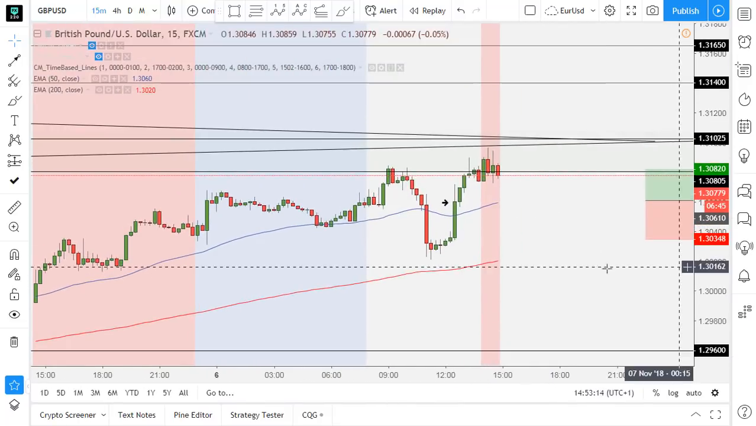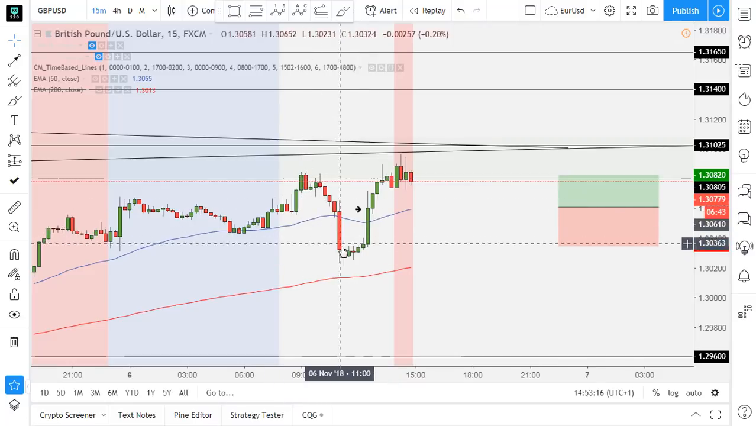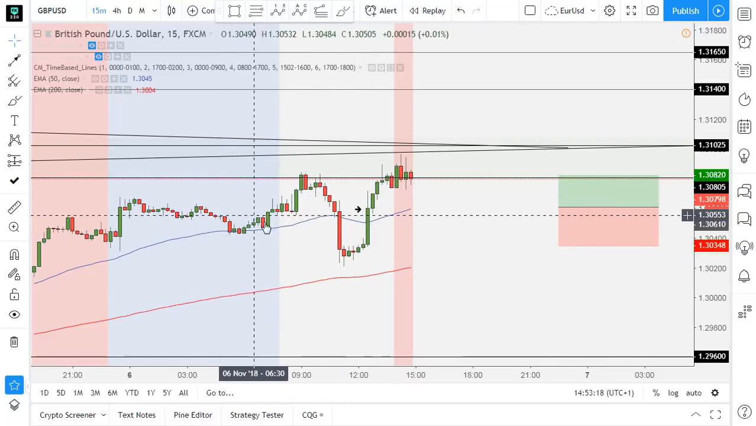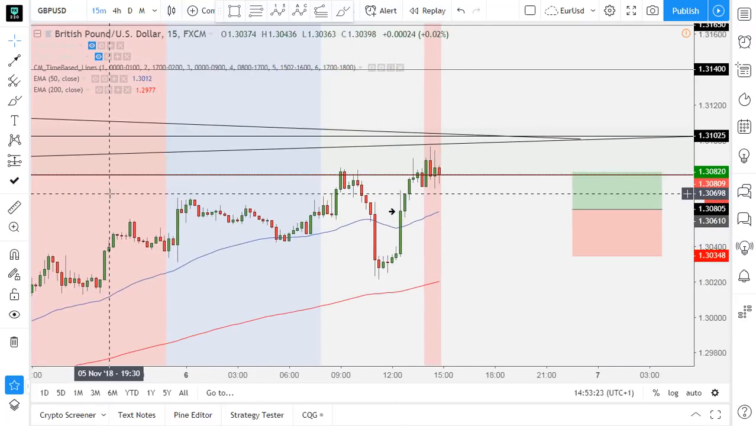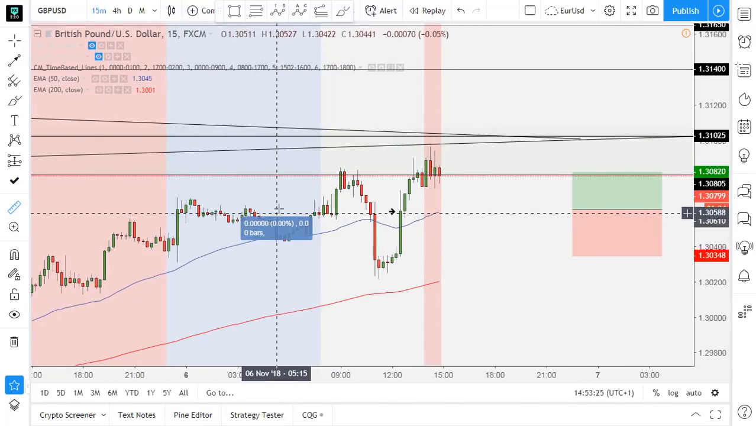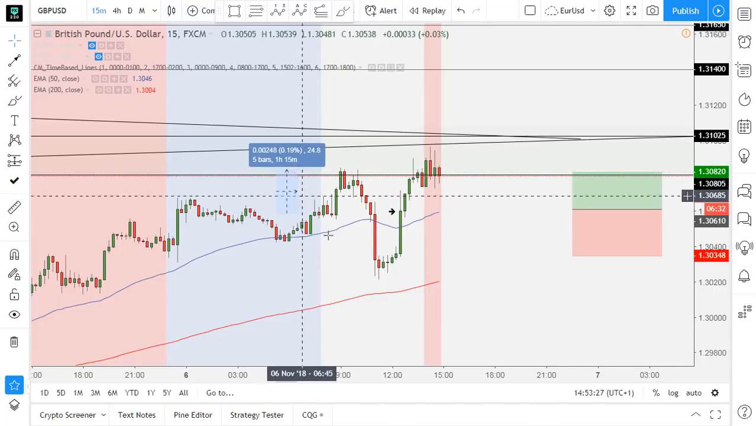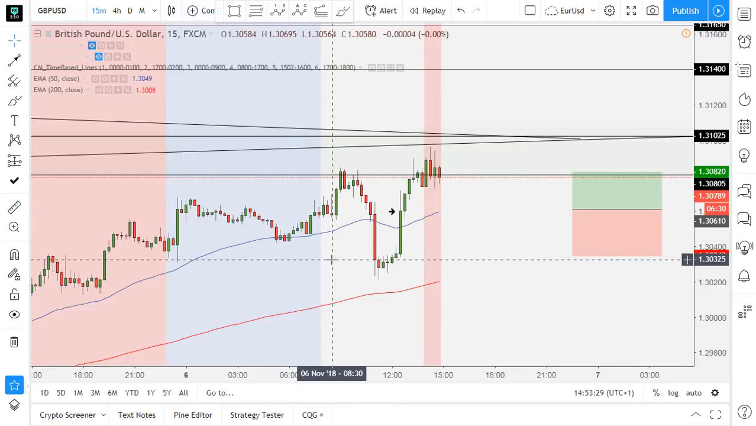And we got this W formation at the mid of London session. So starting off from Asian, we had a nice W formation right here, start of Asia, and it was a good opportunity. Price went for 24 pips. Many students have taken this trade.